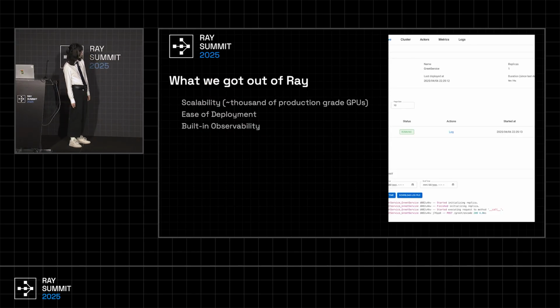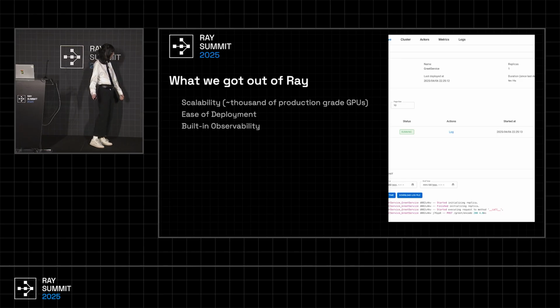To briefly mention, Ray Serve does scale. We scale to thousands of production-grade GPUs. It's very easy to deploy. Everybody understands it. We can just ask GPT about it. Everybody uses it. It also has a layer of built-in observability, which in production settings we need, or who else are we going to consult in the middle of the night?